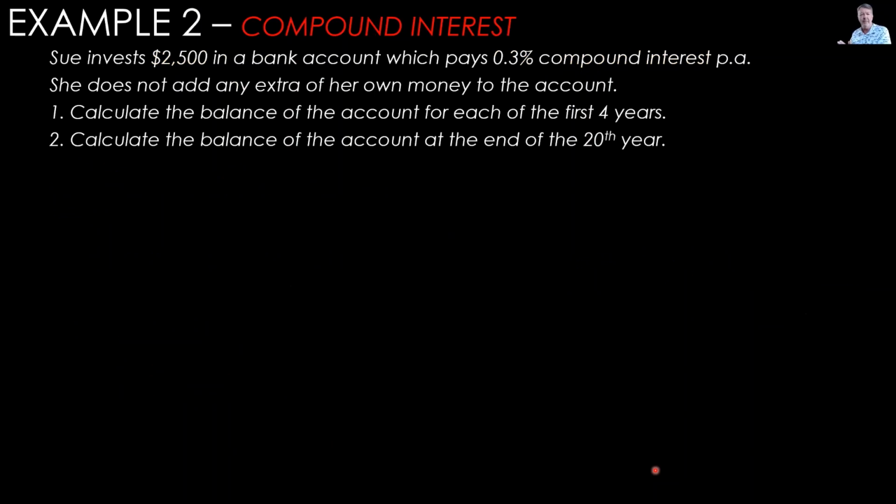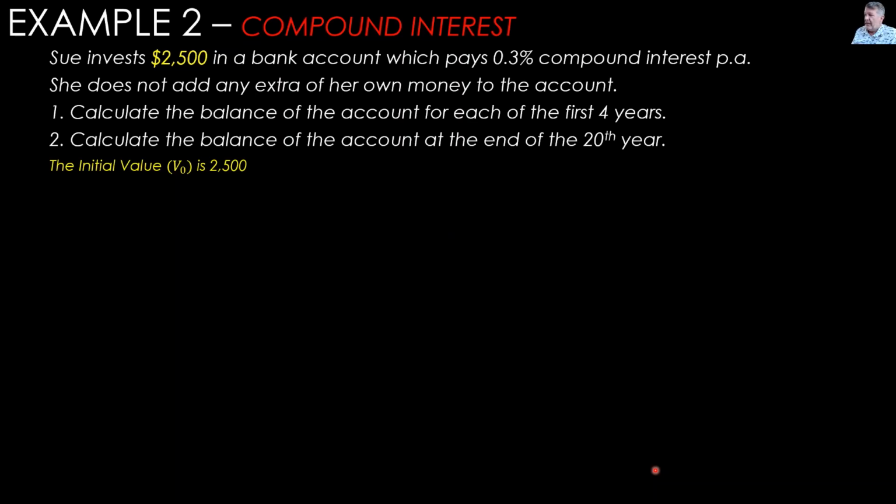Sue has the same amount of money. She puts it in the bank, which pays 0.3, so less interest. But it's compound interest this time per annum. No money of her own, and we're going to work out the 2 parts, end of each of the first 4 years and after the end of the 20th year. So $2,500 goes in, that's V0.